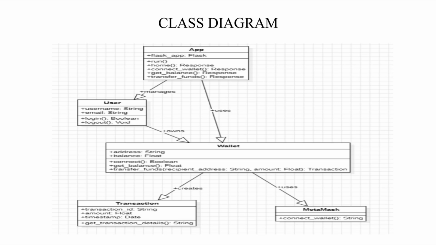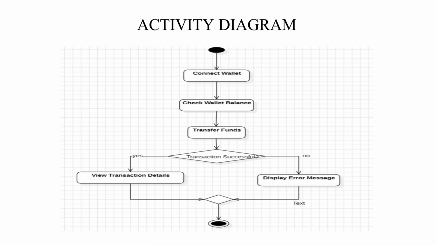The user can scan a QR code if he or she doesn't have a digital wallet. This class diagram gives an overview of system components and their relationships. The diagram shows that a user manages a wallet and creates transactions. The Flask app uses a class named MetaMask, which might be a third party library or a service for connecting a crypto wallet. Overall, this class diagram appears to represent a high level view of a wallet application with a backend server built with Flask that allows users to manage their wallet balance, transfer funds, and view transaction history.